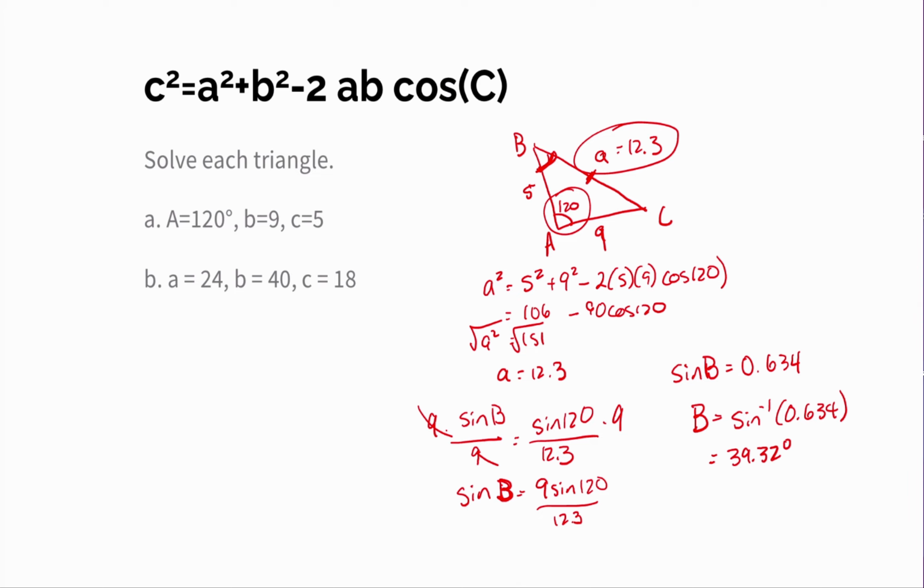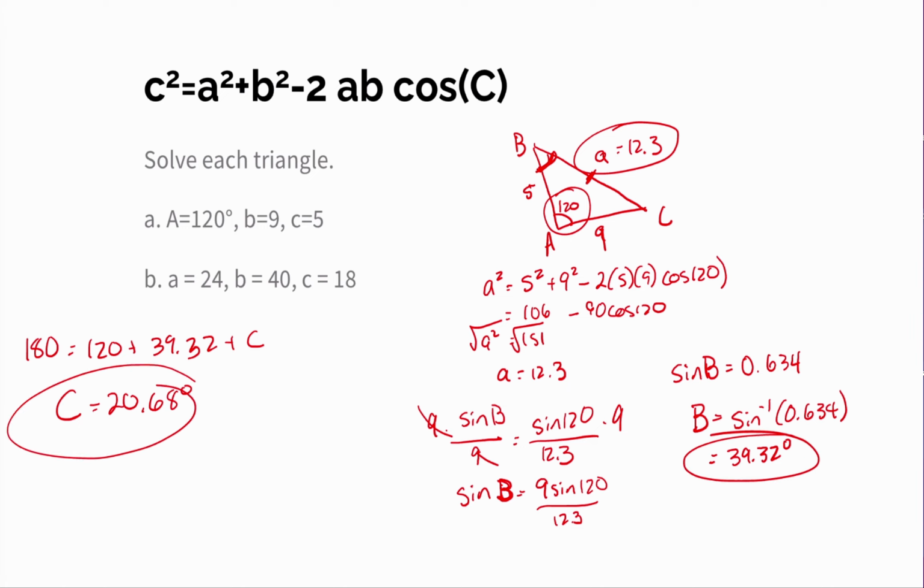And now, once I know two angles, I can just subtract from 180, right? So 180 equals 120 plus 39.32 plus C, and solve for C. And C is going to be 20.68 degrees. So I found a, I found angle B, I found angle C. I have all six parts of this triangle, which means that I have solved it. Go me!